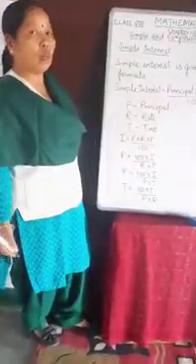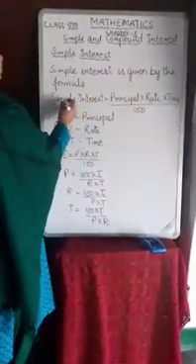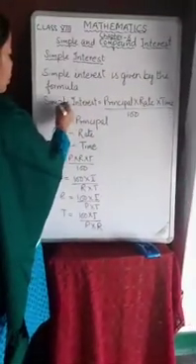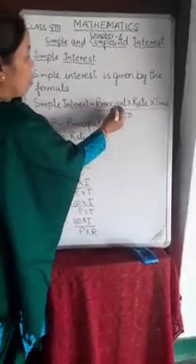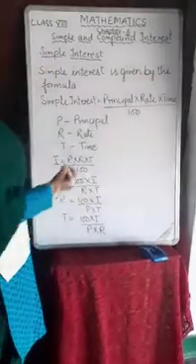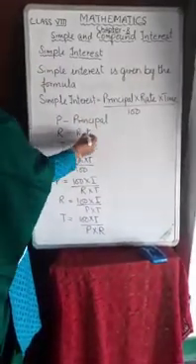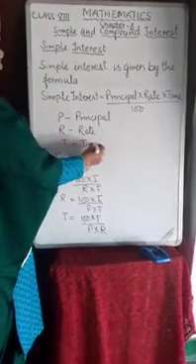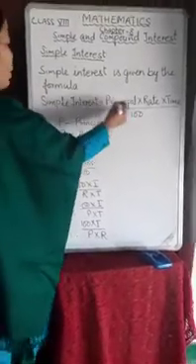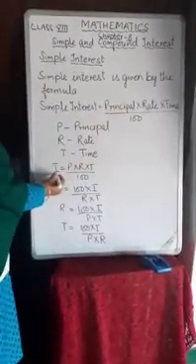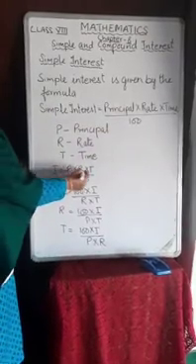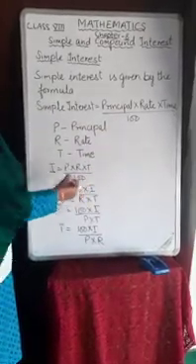Now the formula for simple interest. Simple interest is given by this formula: simple interest equals principal into rate into time upon 100. P is for principal, R is for rate, and T stands for time. So we can write this formula in this form: I equals P into R into T upon 100.